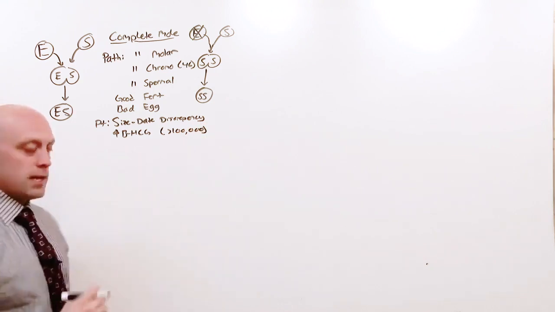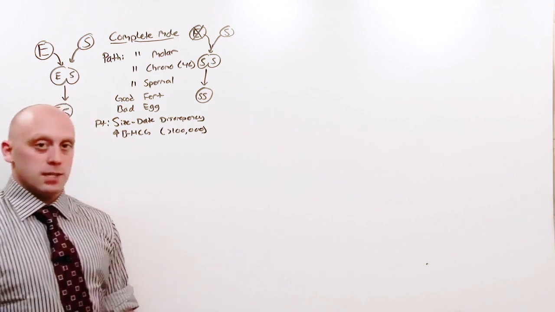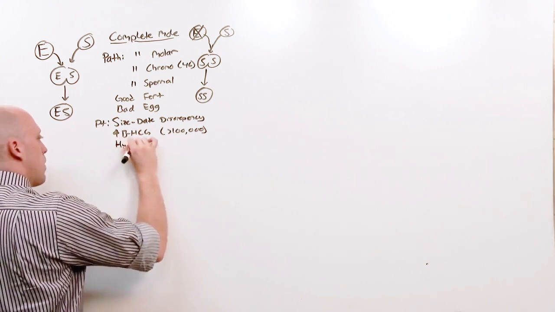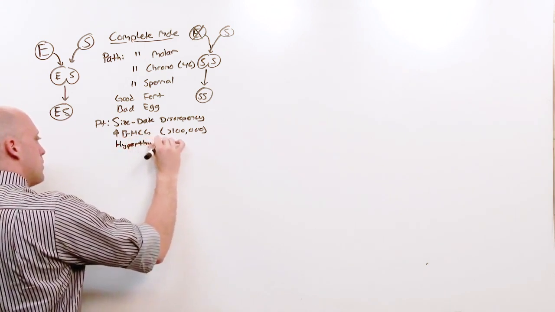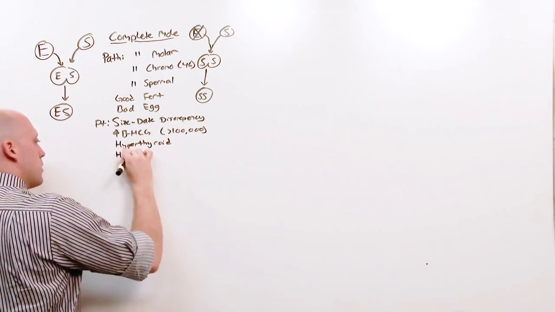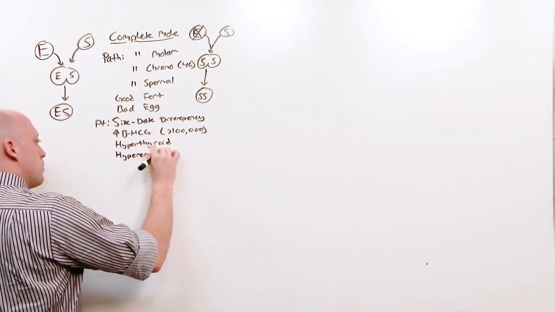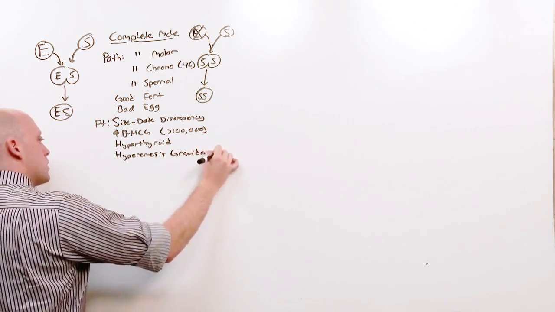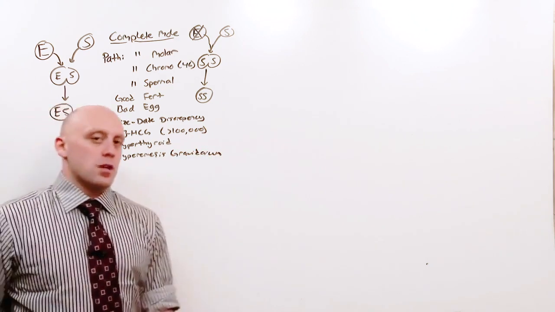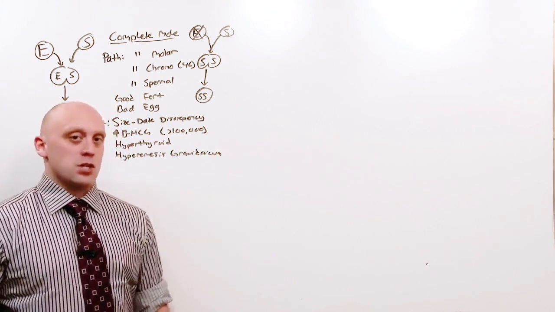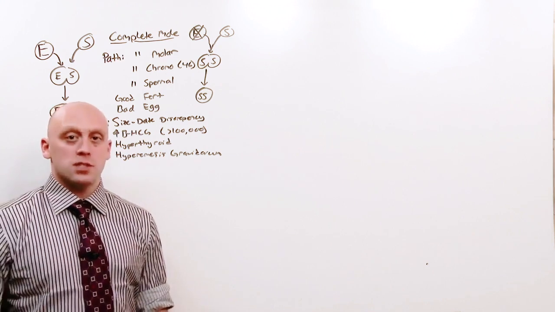Because of that elevated beta-HCG, which looks like TSH, you might end up with some hyperthyroidism. And all that beta-HCG might cause hyperemesis gravidarum. Hyperemesis gravidarum is morning sickness, but at a superlative level. It's not just a little nausea and vomiting, it causes dehydration and electrolyte abnormalities and may persist into the second trimester.